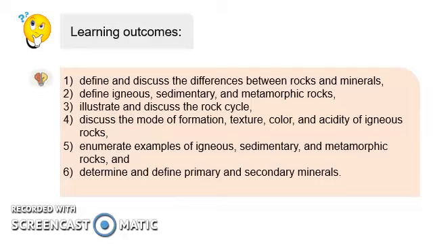You are expected to be able to define and discuss the differences between rocks and minerals, define igneous, sedimentary, and metamorphic rocks, especially on how these are formed, illustrate and discuss the rock cycle, discuss the mode of formation, texture, color, and acidity of igneous rocks, enumerate examples of igneous, sedimentary, and metamorphic rocks, and determine and define primary and secondary minerals after the Lesson 1 discussion.